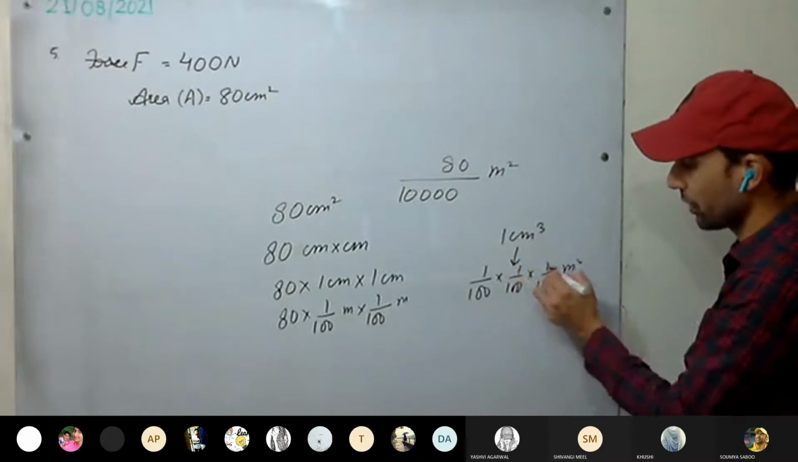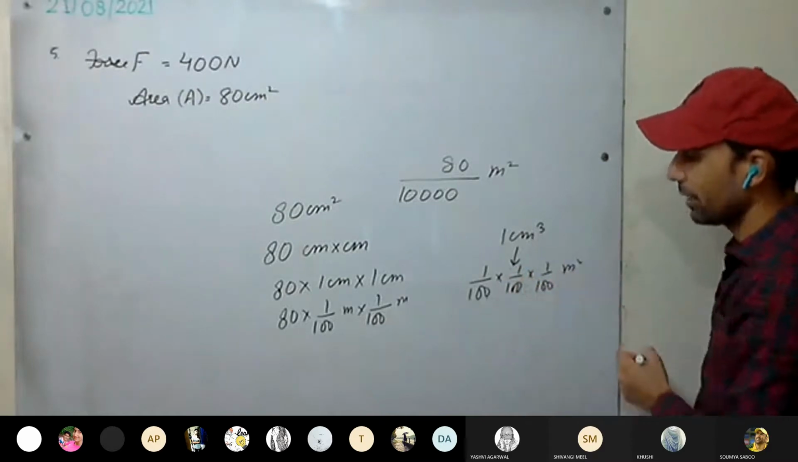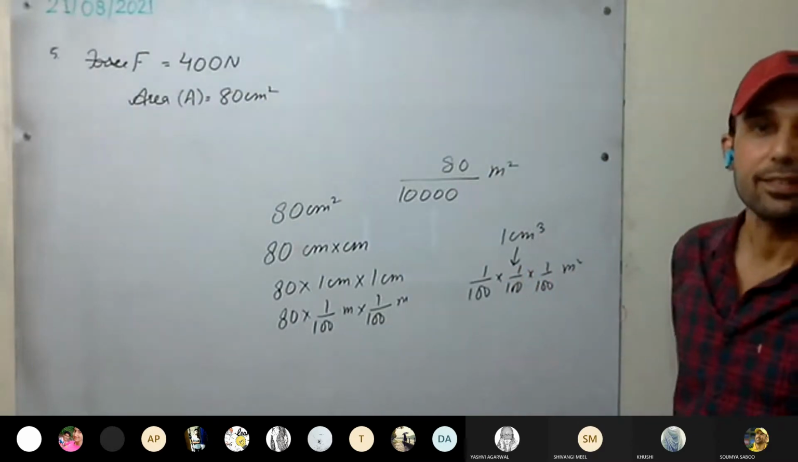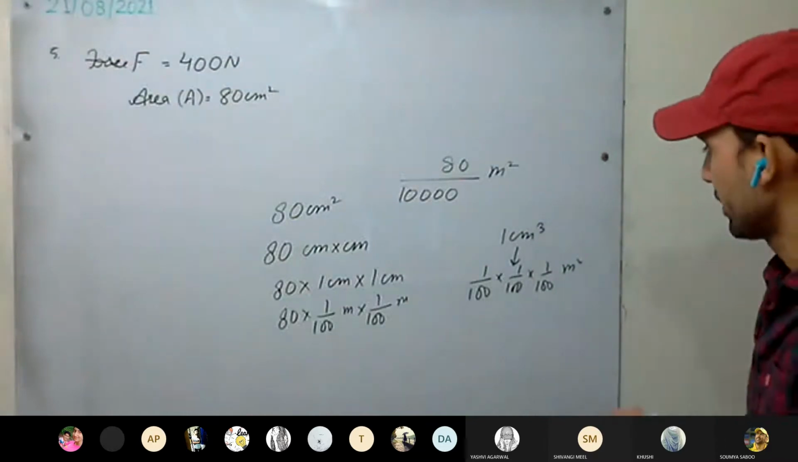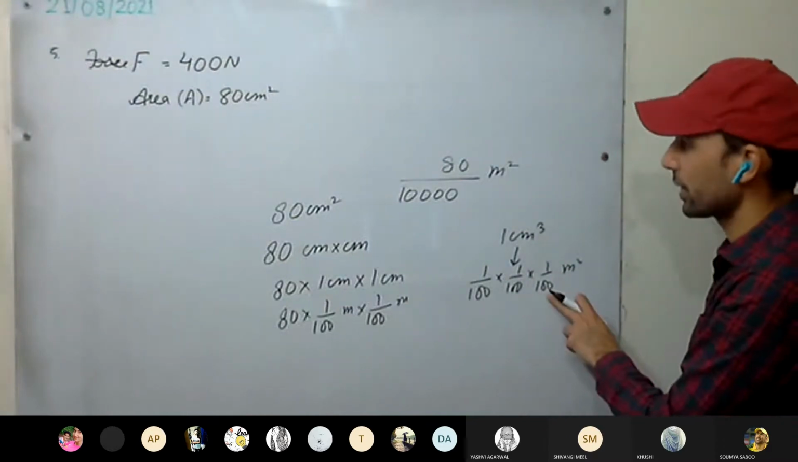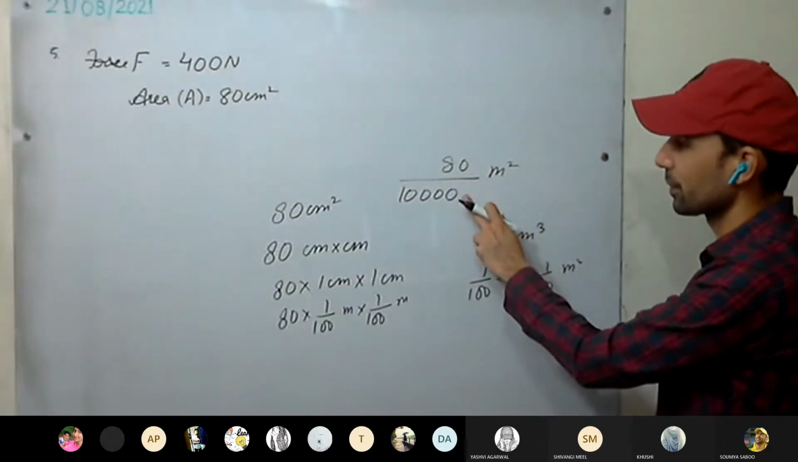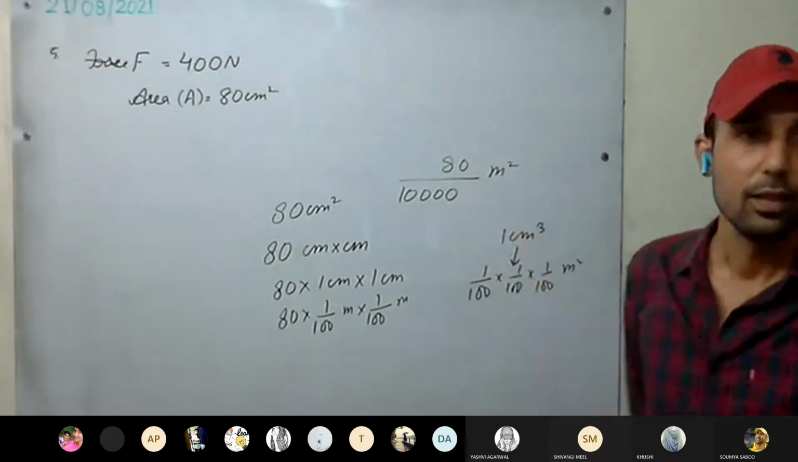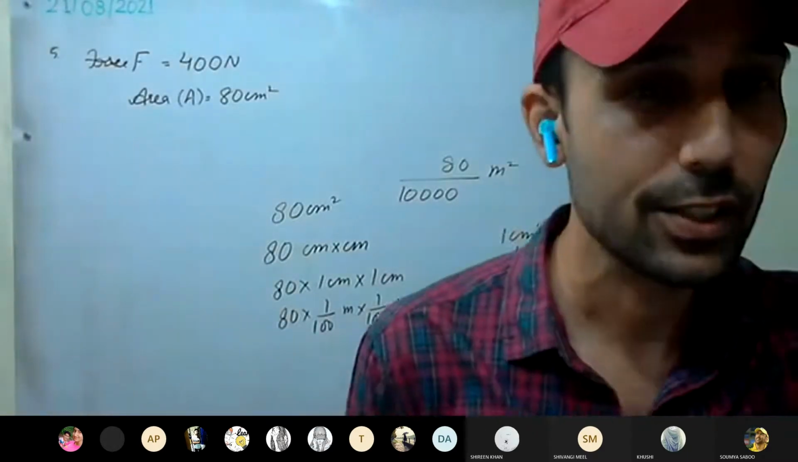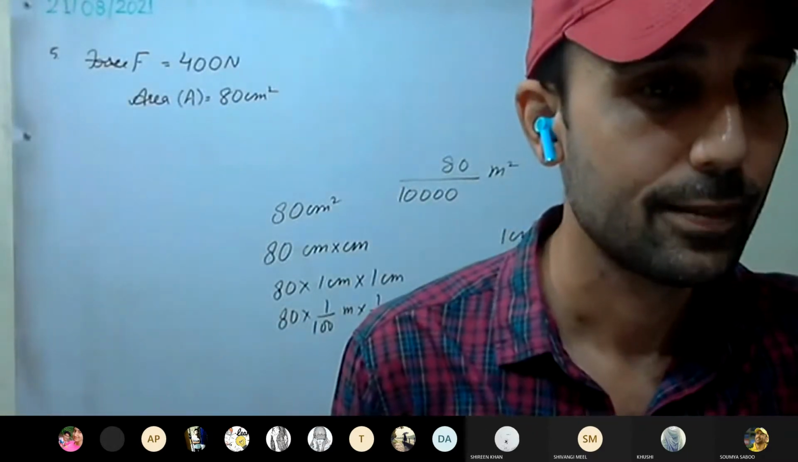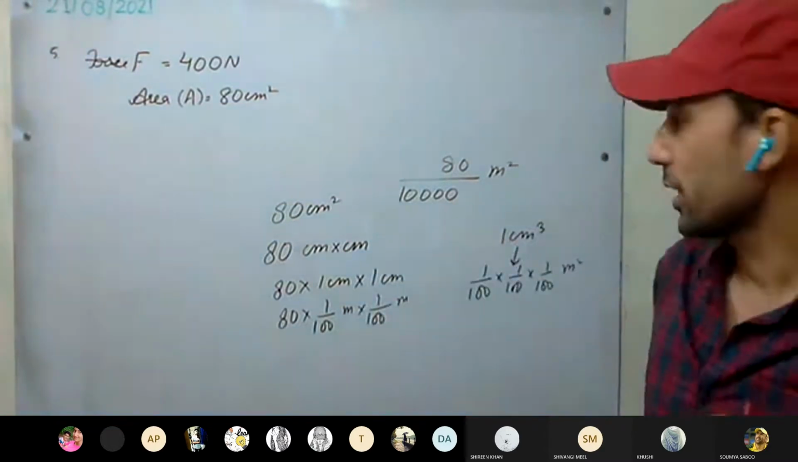Because each centimeter we have to convert into meter. It means divided by how much? 10 lakh. 10 raised to the power 6 we have to do. Understood now? Have you understood? Okay. Have you all understood this one?